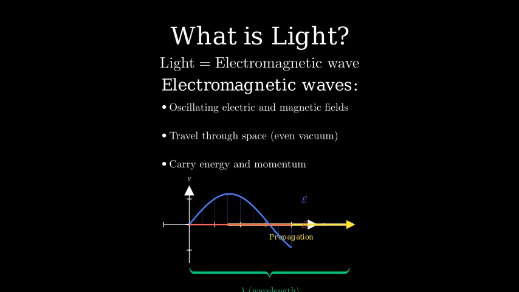The wave has properties like wavelength, which is the distance between consecutive peaks, and frequency, which is the number of oscillations per second. The product of wavelength and frequency equals the speed of light.